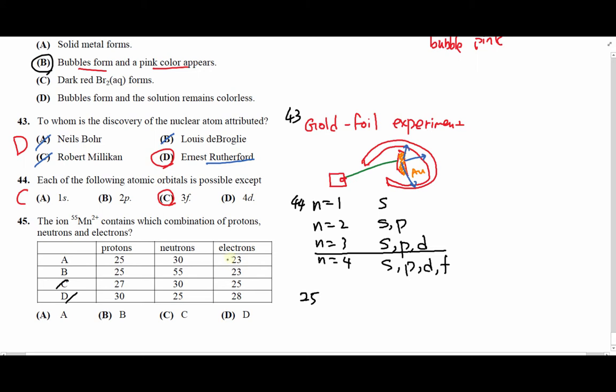Now let's also determine the electrons. Actually, it doesn't really help us because they have the right number of electrons. When you have 25 protons but you lose 2 electrons, you subtract 2, and therefore you get 23. Now, you can determine the answer by the number of neutrons. The mass number is 55, and we already have 25 protons, so we have to find the number of neutrons. If you subtract 25 from both sides, n equals 30, and therefore the answer is A.